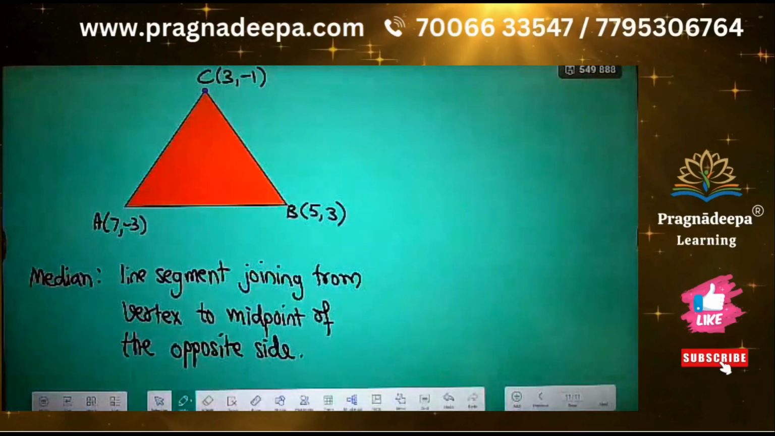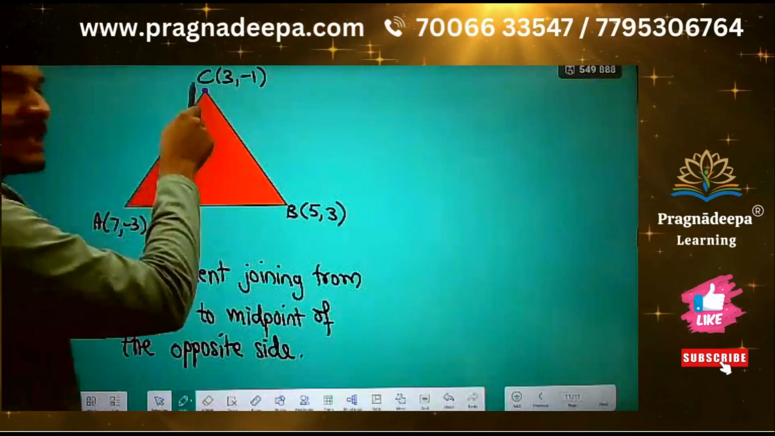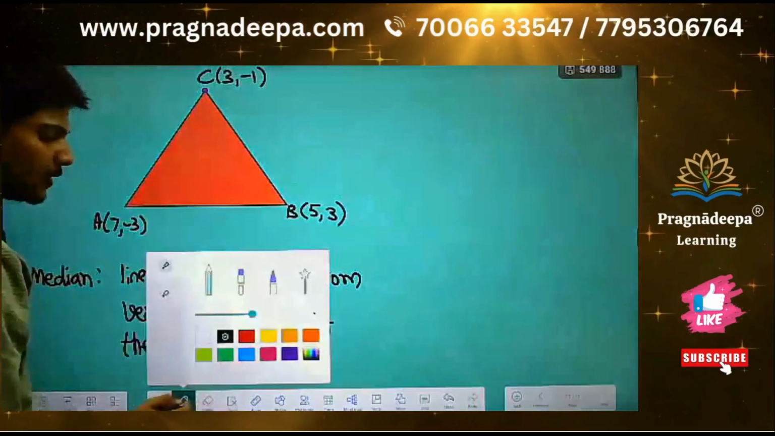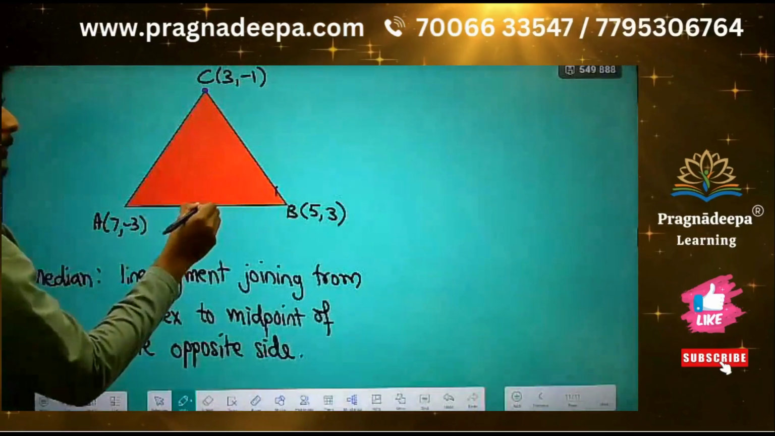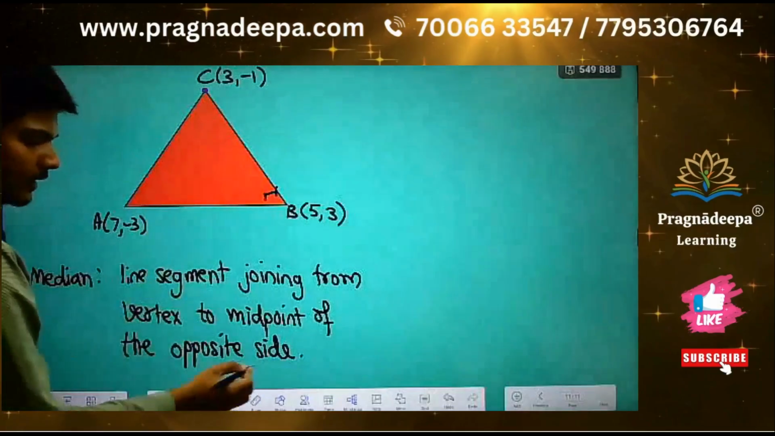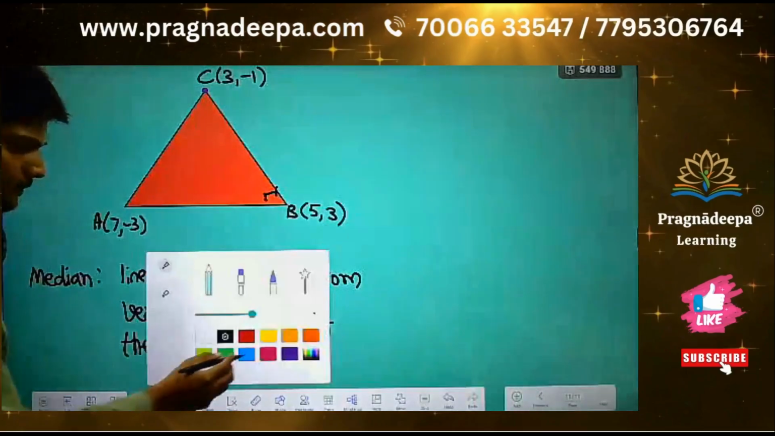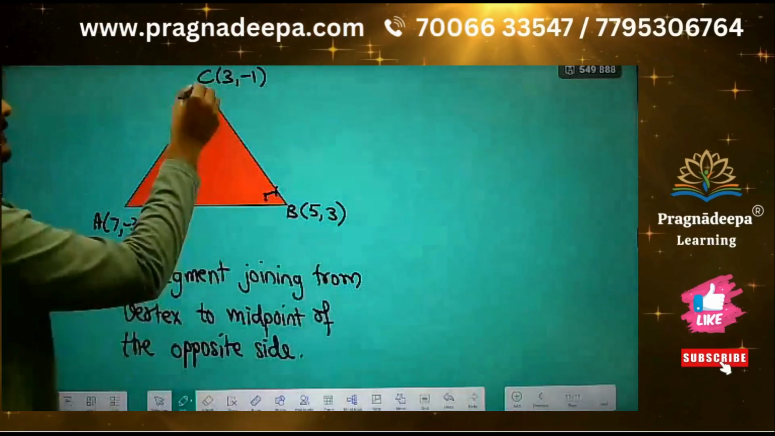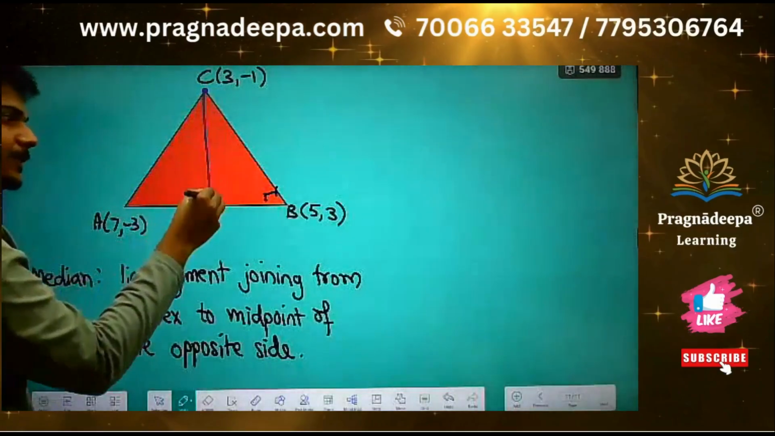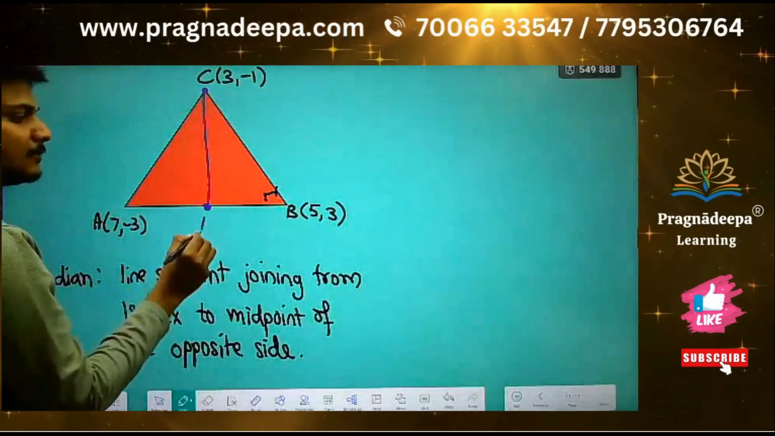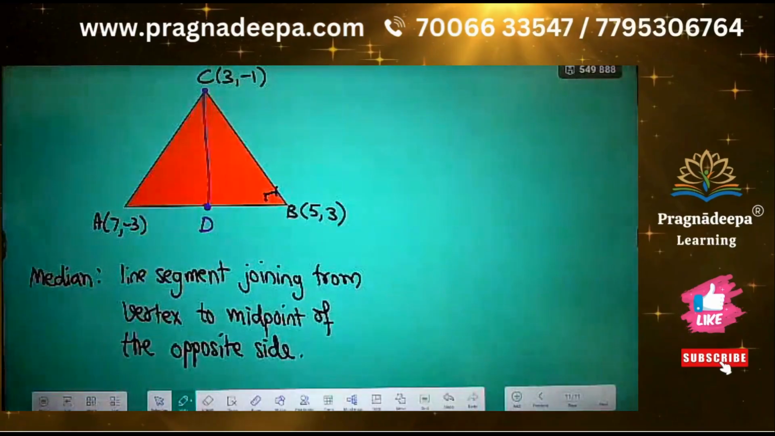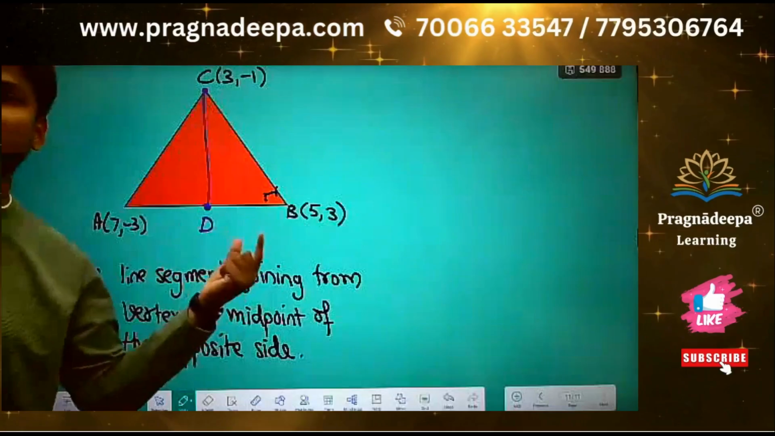Okay. So I will consider the vertex C. From vertex C I will draw one line segment to the opposite side, from vertex to midpoint of the opposite side. That means D is the midpoint of AB. Okay. CD will be the median. D is the midpoint of AB.